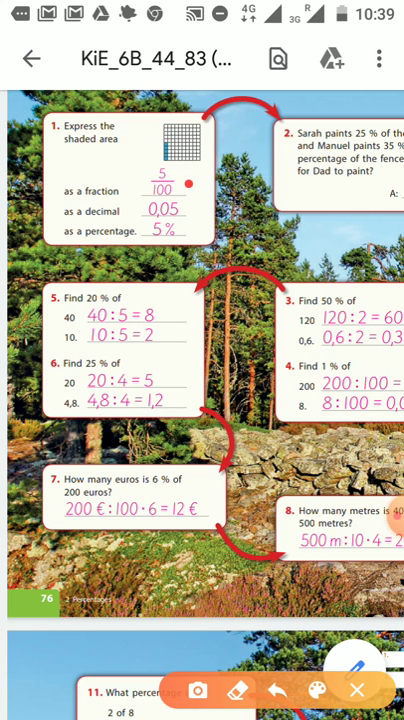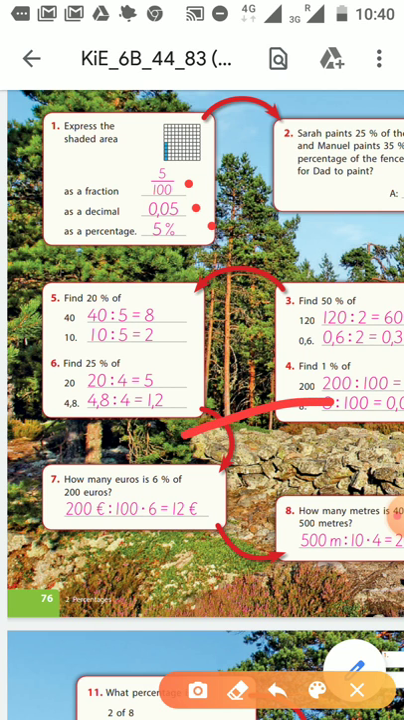Over here, we've got 5 squares shaded in, and you've got to express it as a fraction, a decimal, and a percentage. So hopefully you know by now that as a fraction, it'd be 5 out of 100. You could simplify even further. As a decimal, it would be 0.05. If they're all shaded in, it would be 1. But because there's 5 out of 100 shaded in, it'd be 0.05. And as a percentage, that would be 5%.